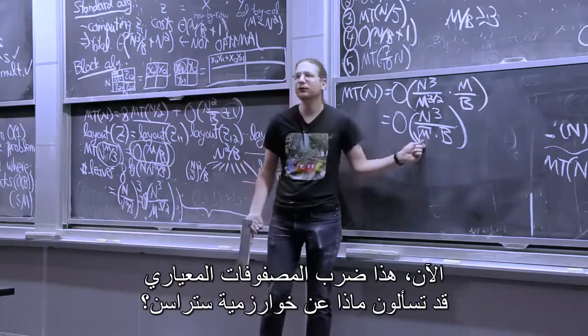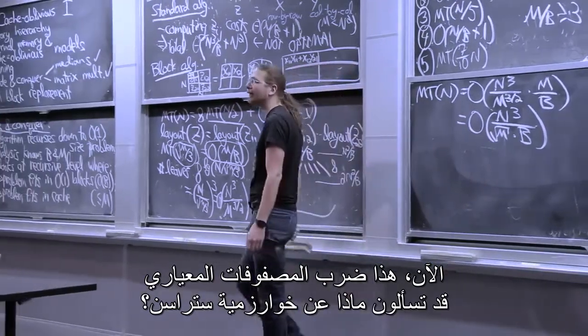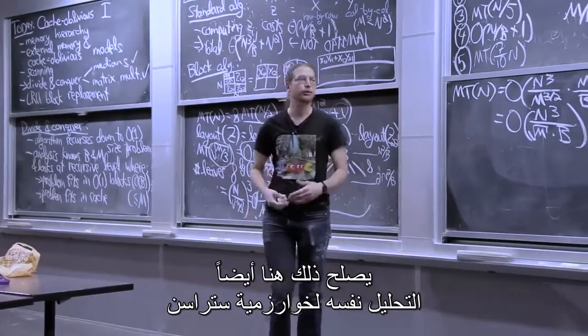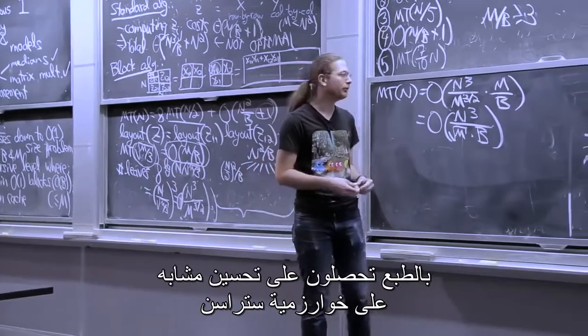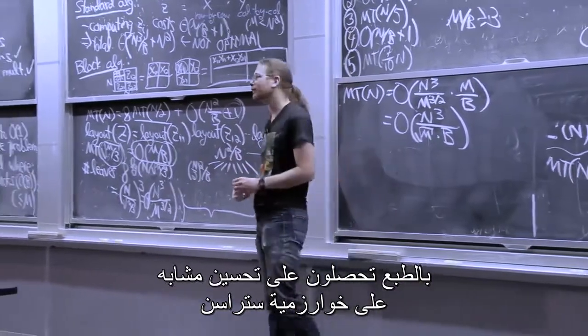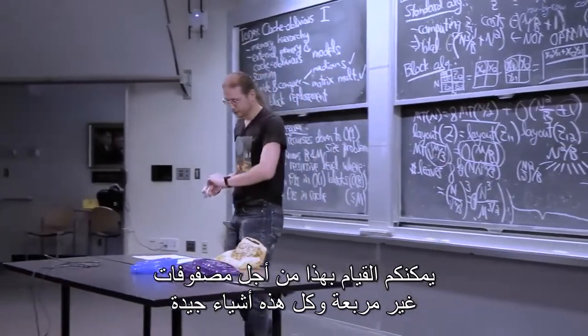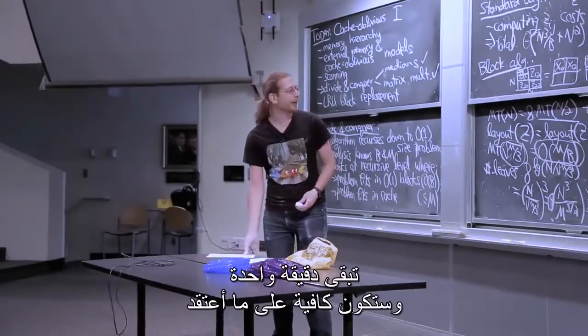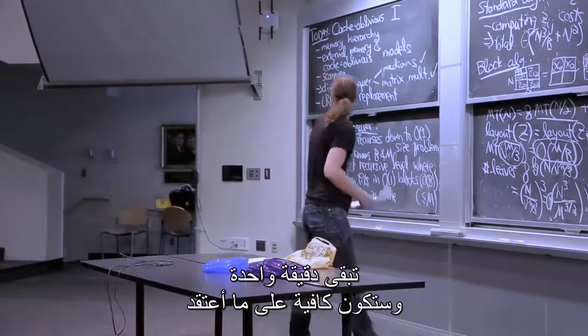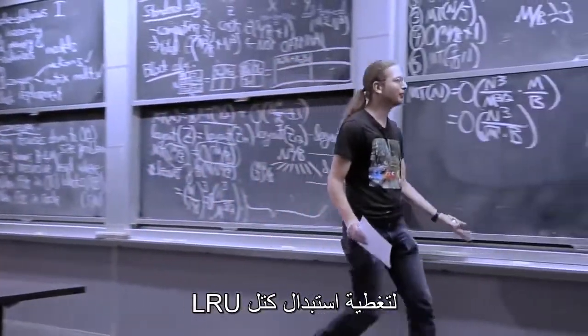Now, this is standard matrix multiplication. You might ask, what about Strassen's algorithm? Well, the same thing works. You can do the same analysis, and you get a similar improvement over Strassen. You can do this for non-square matrices and all those good things. And one minute left, and it's going to be enough, I think, to cover LRU block replacement.